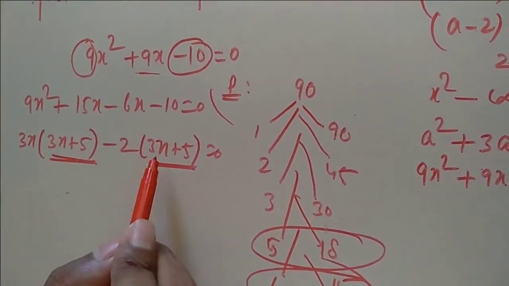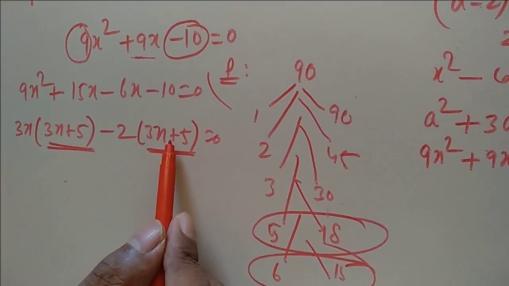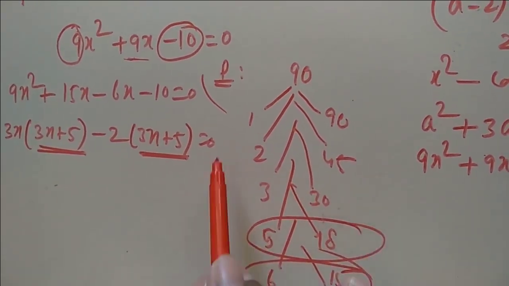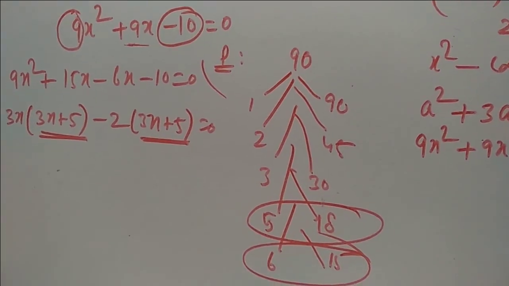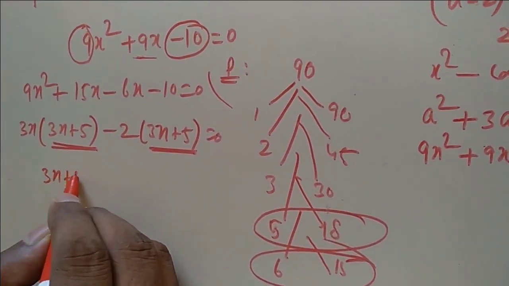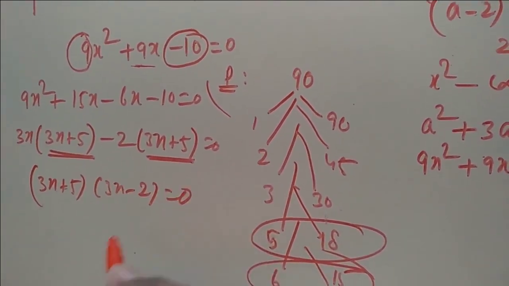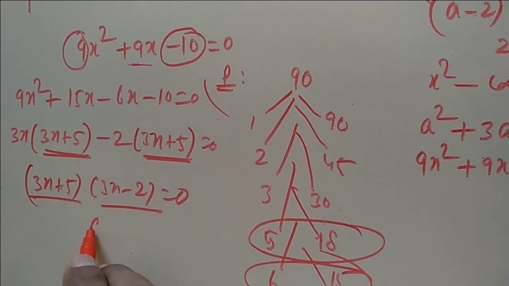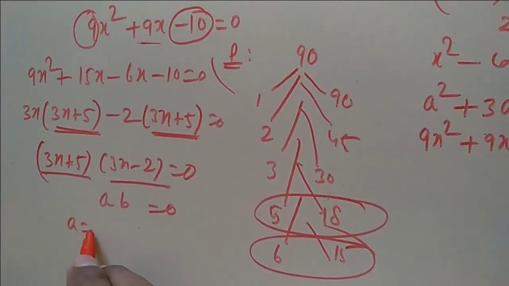So I take 3x plus 5 as a further common factor. Now you see that I made this equation by multiplying 3x minus 2 and 3x plus 5, and here again, in this condition, you find that the 3x plus 5 terms are the same, then only you're right. If you find they are not the same, then again you have to pick another set of the factors from this given tree diagram. So 3x plus 5 and 3x minus 2 equals 0.